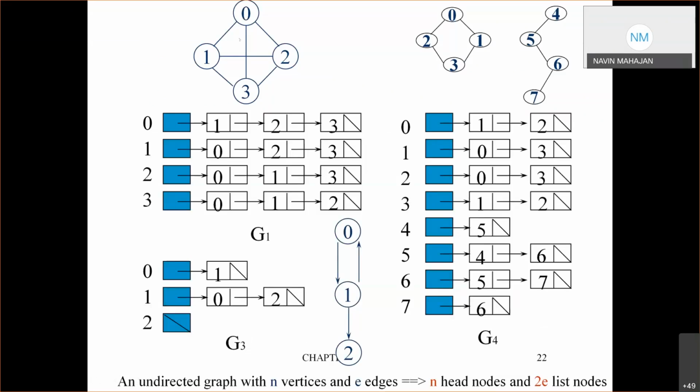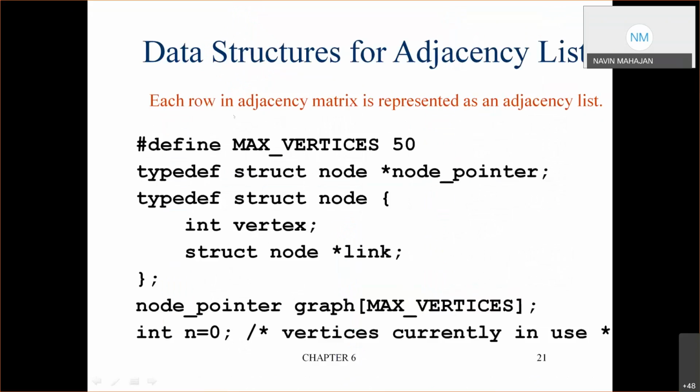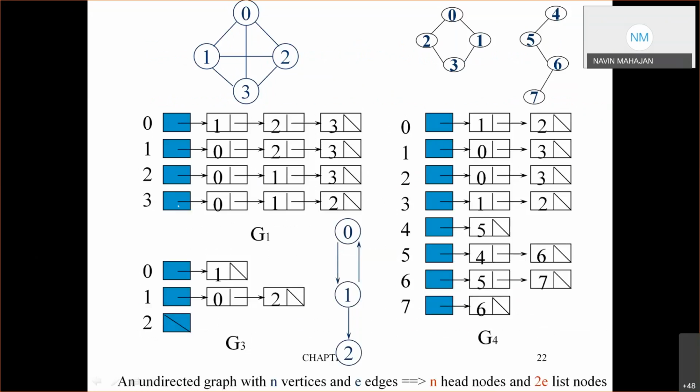Now take these same graphs here, 0, 1, 2, 3. Now it is represented as 0, 1, 2, 3. So there are rows for the nodes, one row for every vertex, as written here. Each row in the adjacency matrix is represented as an adjacency list. Initially we will have a number of rows equal to the number of vertices, 0, 1, 2, 3. Then from there we will have a linked list. Suppose for 0 I have 1, 2, 3: 0 to 1, 0 to 2, 0 to 3, there are links.